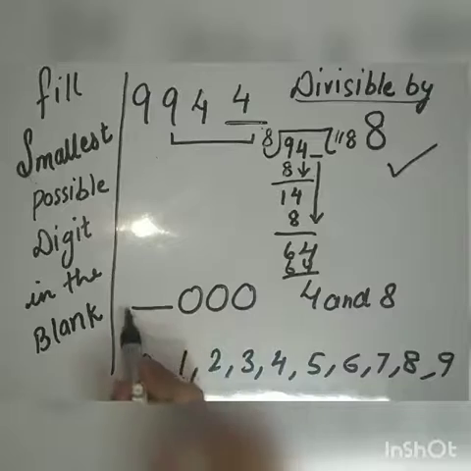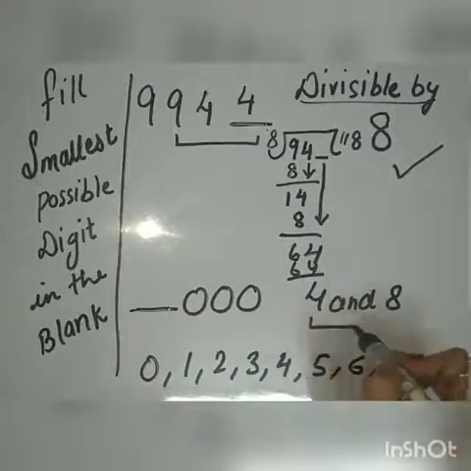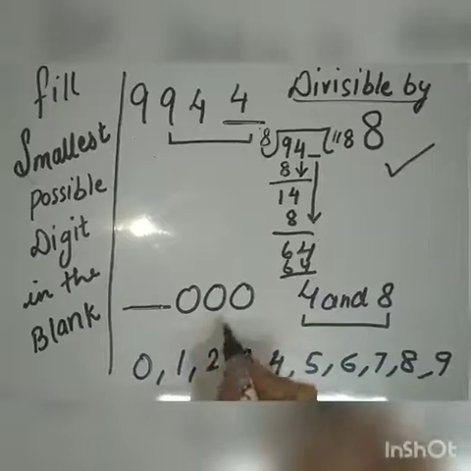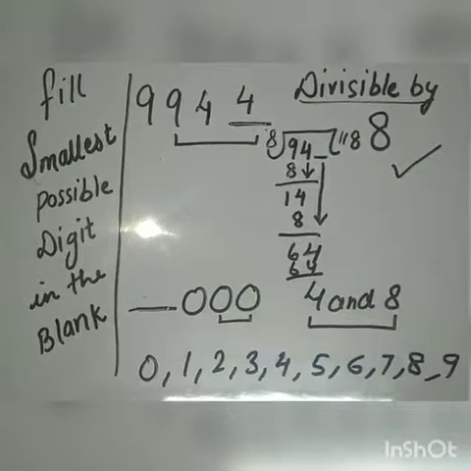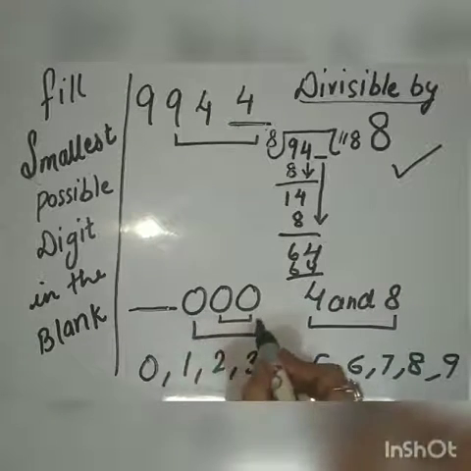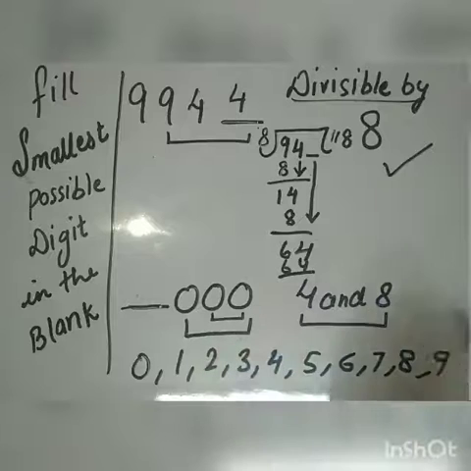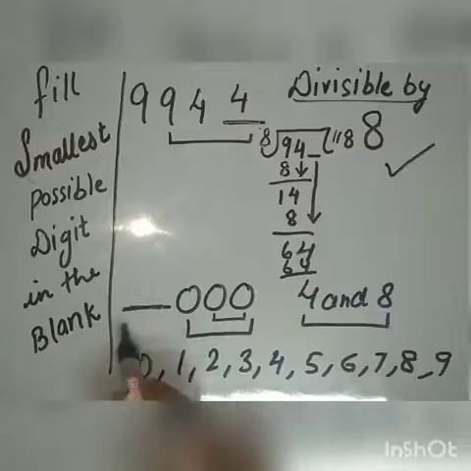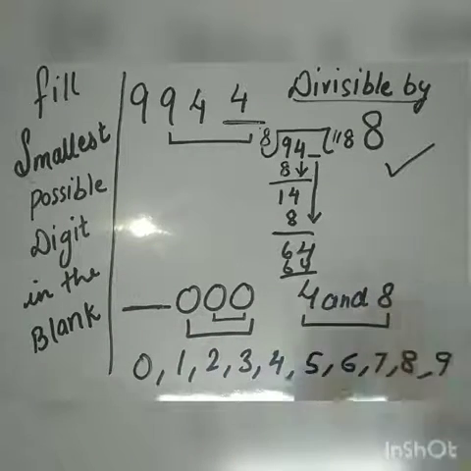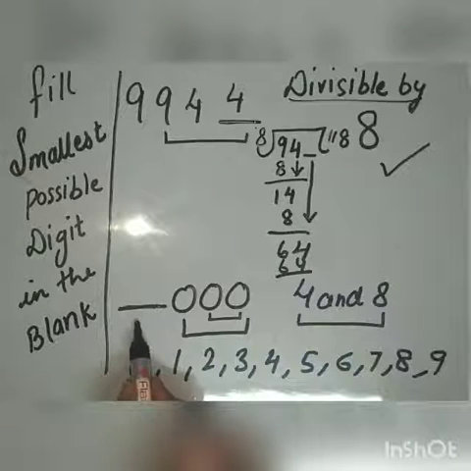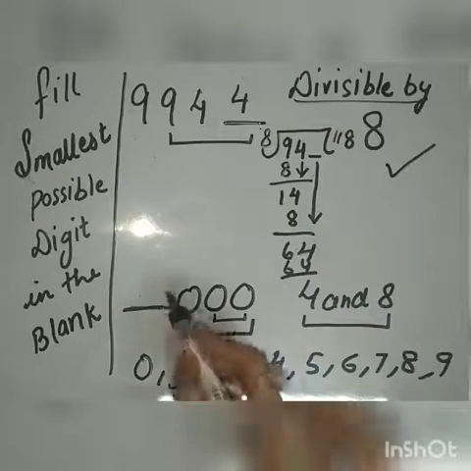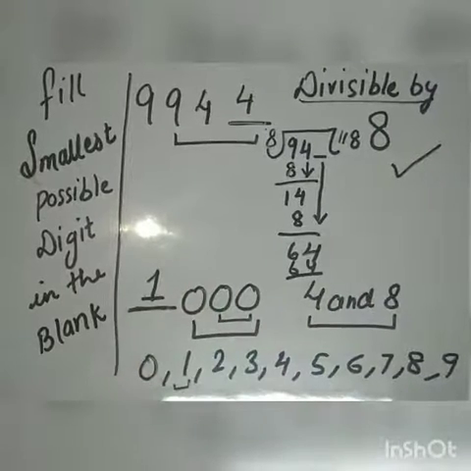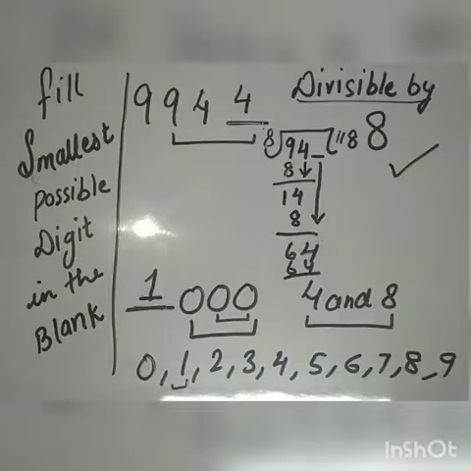In this example, fill the blank so that this is completely divisible by 4 and 8. The condition of 4 is that the number formed by the last two digits is divisible by 4. 0 is divisible by 4. Yes. Condition of 8, the number formed by the last three digits is divisible by 8. Yes, 0 is divisible by 8. So what will we fill here so that this is completely divisible by 4 and 8? 0 cannot be filled at the thousand place. So what is the next digit? The next digit is 1. So at this blank we will fill 1.